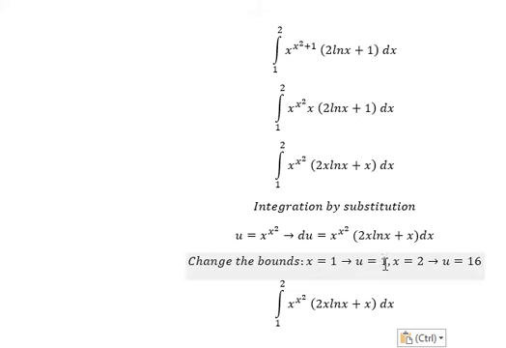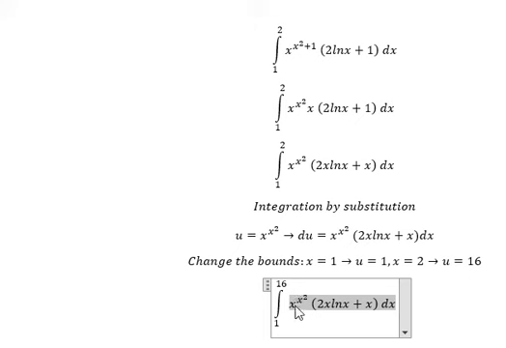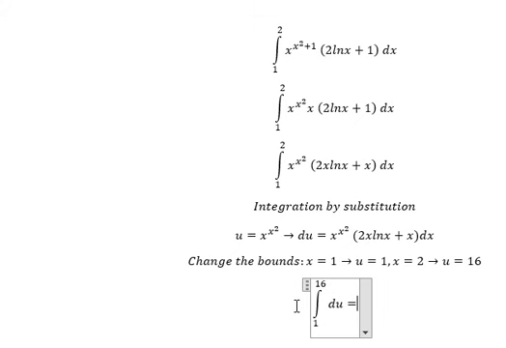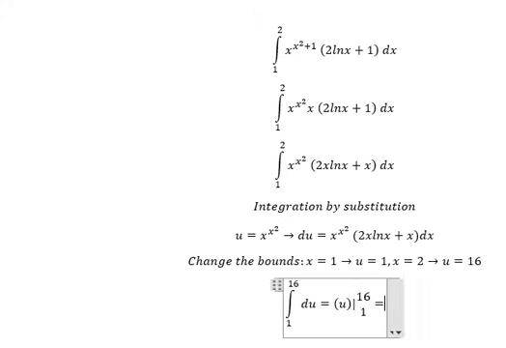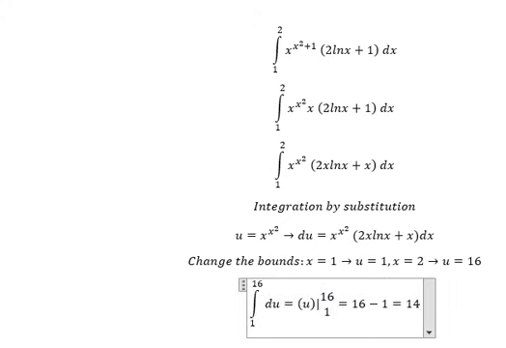So number 1 we keep as number 1, number 2 we change to 16. This one we change to u. And now we have u and we put the bounds from number 1 to number 16. And now we have the final answer.